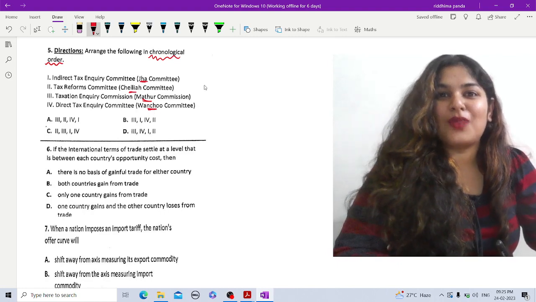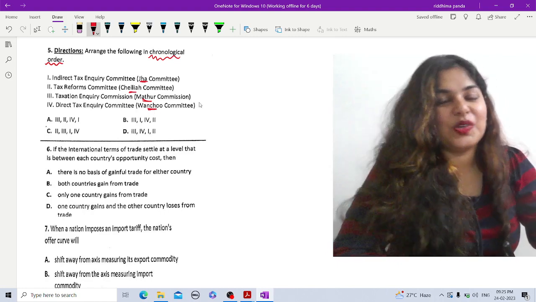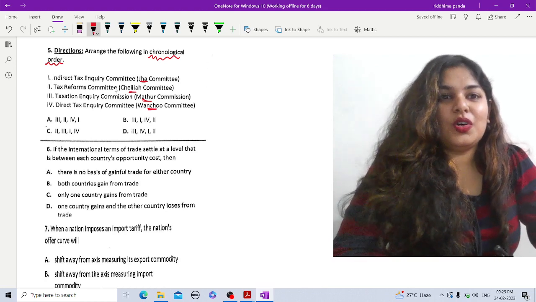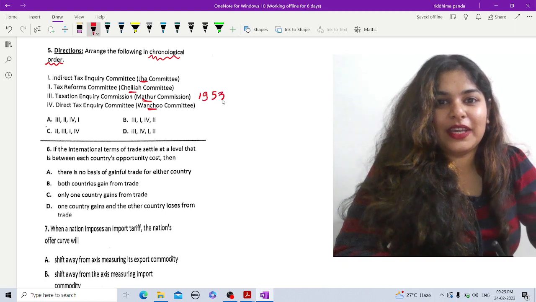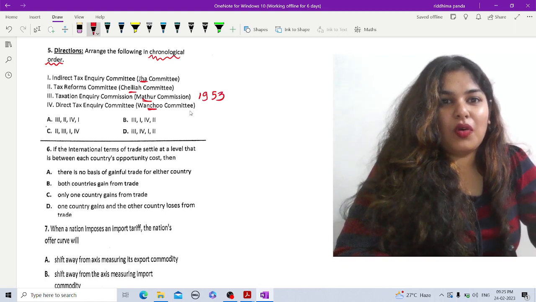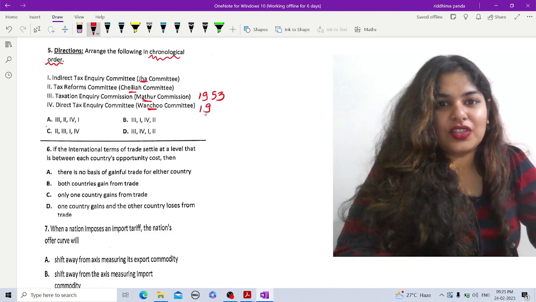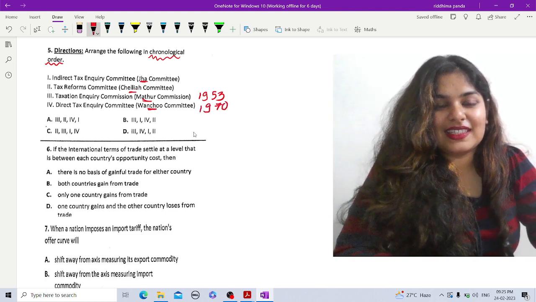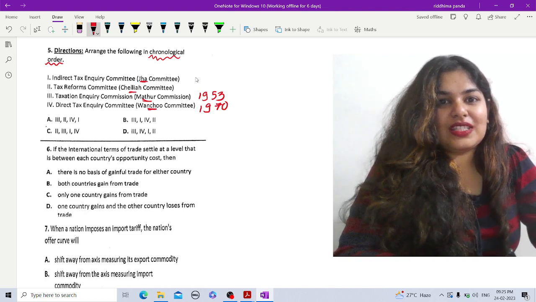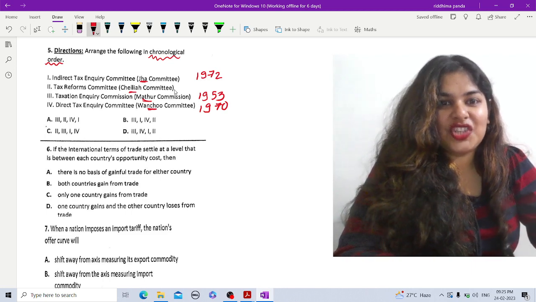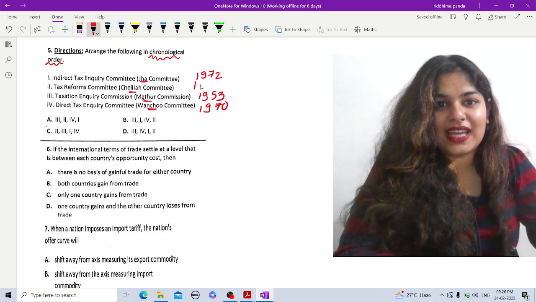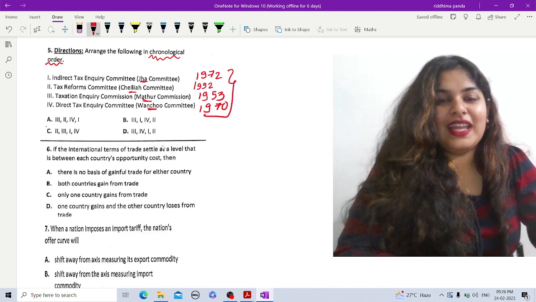Now let's try to write down the dates because that is going to help us arrange it, right? So the first one was Mathur commission in 1953. The second commission was in 1970, that is Vanchu committee. The third one was JHA committee just 2 years after that, that is 1972, and finally Chelia committee, that is tax reforms committee, was in 1992. So this is our order. Now let's check the options.